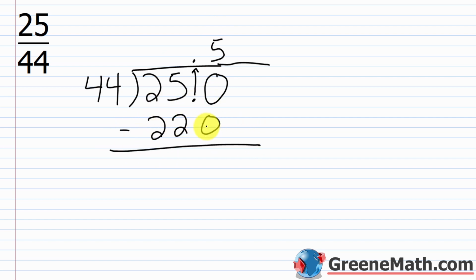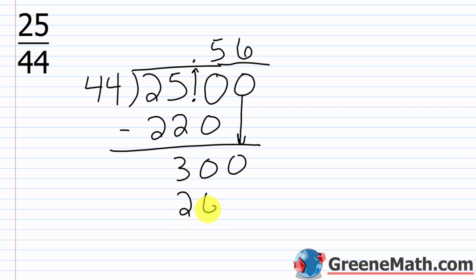Subtract 250 minus 220 is 30. And then we'll put a 0 here so we can bring that down and continue our division. So 44 is going to go into 300 how many times? Well, 220 plus 44 is going to be 264. That is as close as I'm going to get to 300 without going over. So that's going to mean that we're going to have an answer of 6 there. 6 times 44, as I just said, is going to be 264.